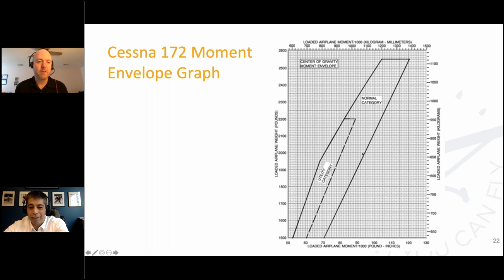Also know that there's two separate measurements here. There's kilos and pounds. So just make sure you're looking at the right one. Good point. Yeah, and millimeters too. And millimeters, yes. Yeah, how about that?